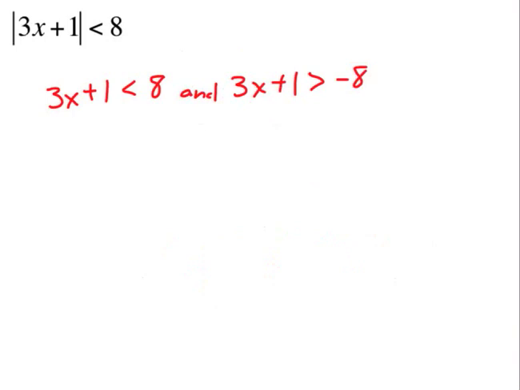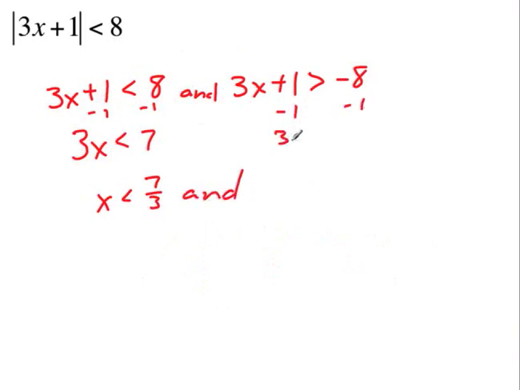So now we just solve. 3x is less than, okay, so minus 1, 7. So x is less than 7/3. And subtract 1, so 3x is greater than negative 9. So x is greater than negative 3.